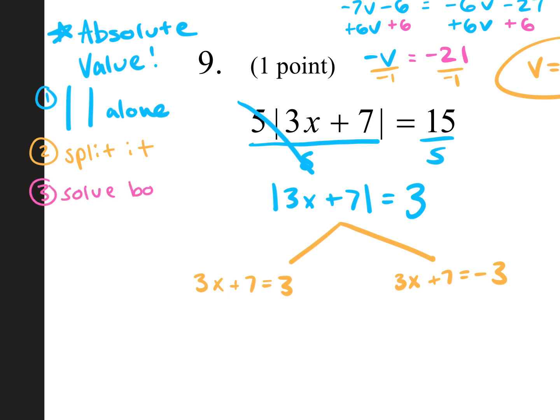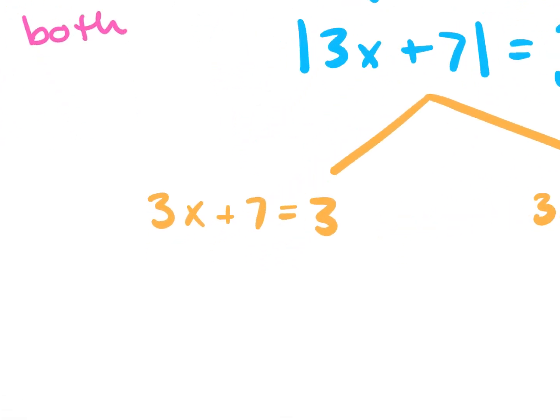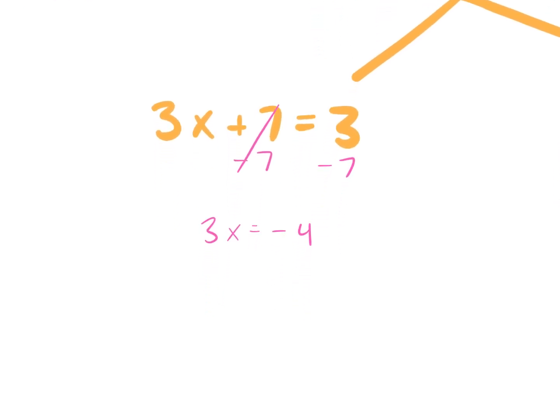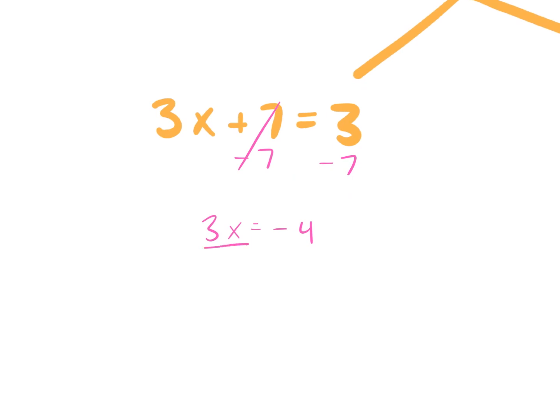to solve both separately. So for the first one, how would I solve for x? Subtract 7 first. So 3x is equal to negative 4. What would I do next? Divide both sides by 3. So x is equal to? Negative 4 over 3. So that's one answer.